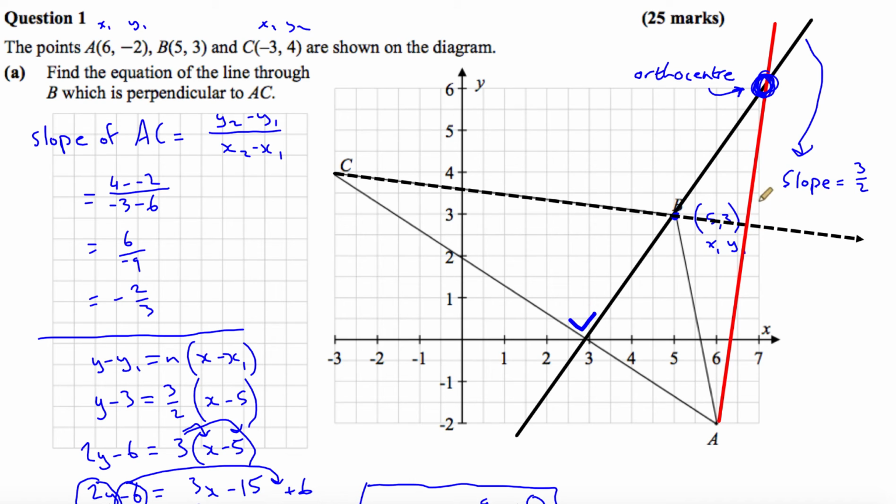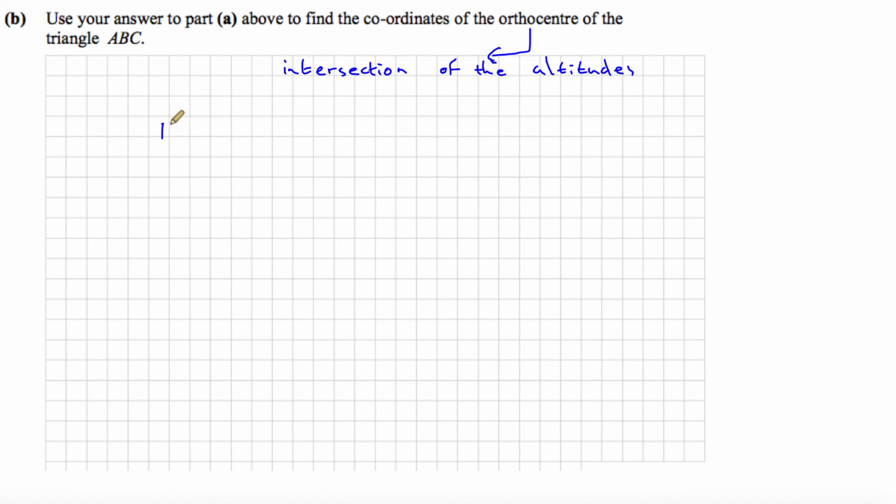So, to find the equation of the red line, I'm going to need the slope. I know that it's going to be perpendicular to this line here. So if I can find the slope of CB, I'll be able to find the slope of the line perpendicular to it. So the slope of CB or BC, where B is 5,3 and C is minus 3,4.